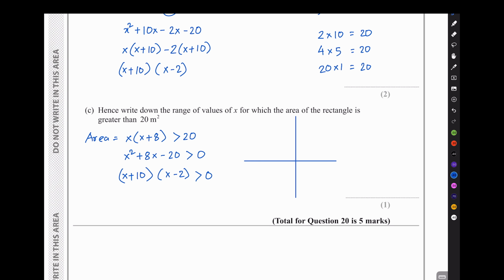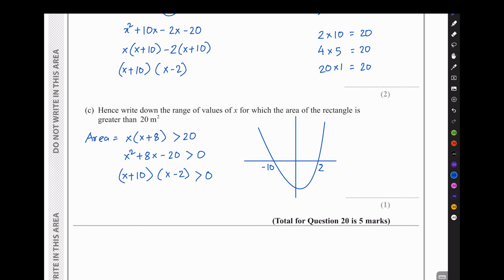Since I know the factors already, the value of x is 2 and the other value of x is negative 10. Since it's a positive graph, it should be a U-shaped graph. The points of intersection with the x-axis are positive 2 and negative 10. Let me just draw the graph. This point is positive 2 and this is negative 10.